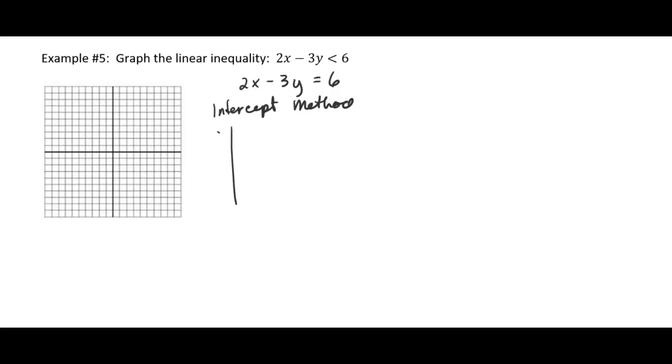So it's kind of like you make a table of values, and you choose 0 for x, and you choose 0 for y. That'll give you 2 points. Now, we like to have 3 points when we're graphing a line, but we'll do these 2 first.